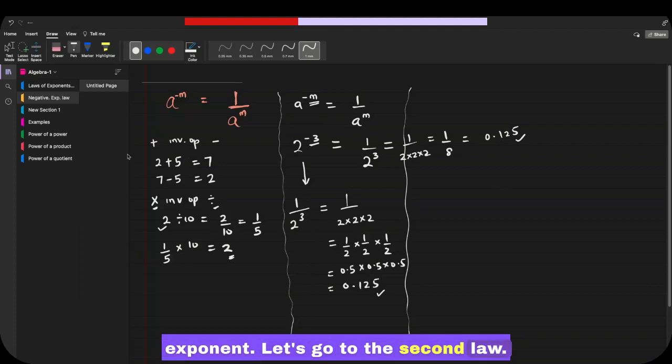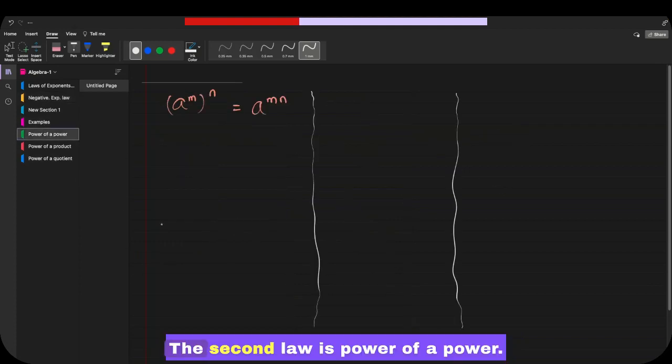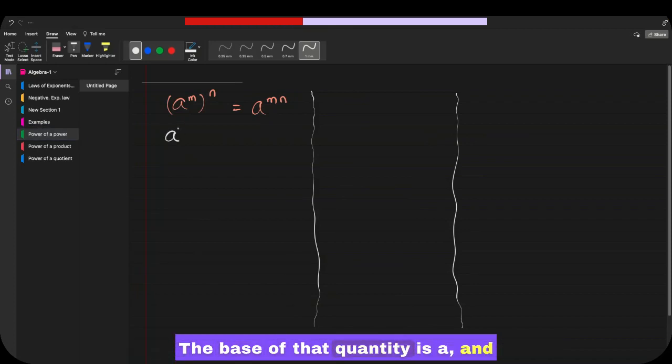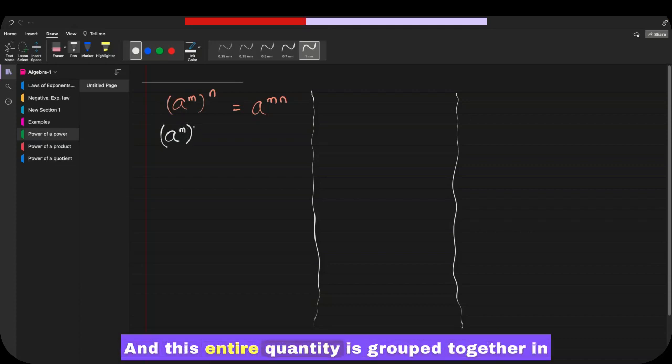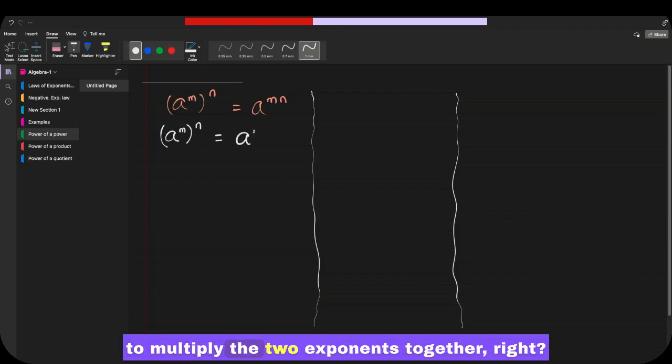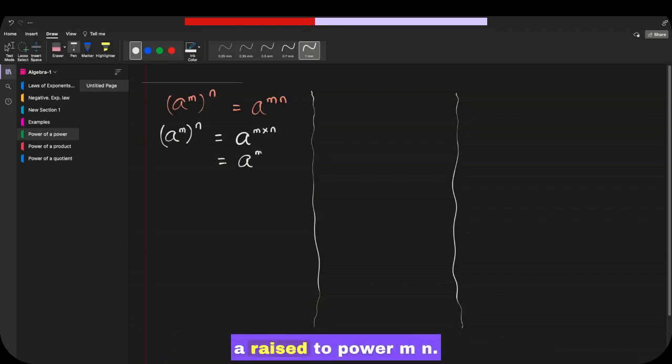Let's go to the second law. The second law is power of a power. So what this is saying is that if you have a quantity that has a power already, where the base of that quantity is a and the exponent of that quantity is m, and this entire quantity is grouped together in a bracket or parenthesis, and we're raising that quantity to another power n, the law is simply telling us that to evaluate that, we need to multiply the two exponents together. We can rewrite this simply as a raised to the power mn.